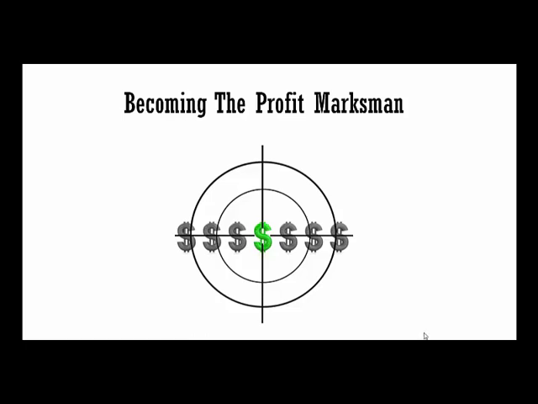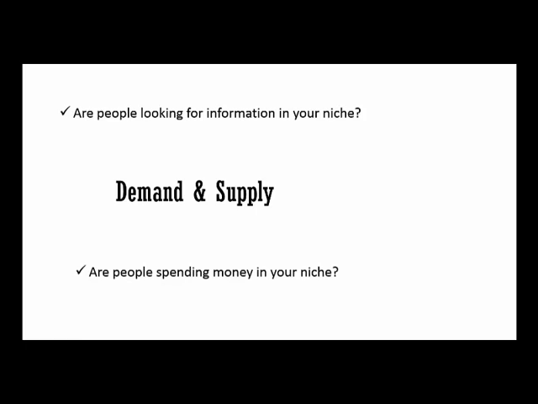So the first step we're going to look at is demand and supply. Now there's 2 things we need to find out. Are people looking for information in your niche? Are they searching for answers? Do they have questions? Are they having problems? What do they want to find out? What are they looking for? And more importantly, are people spending money in your niche?